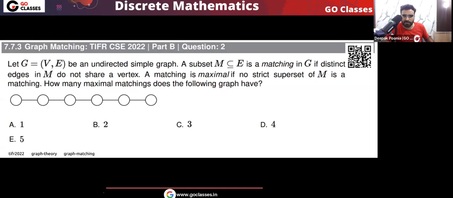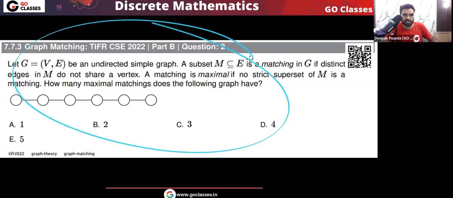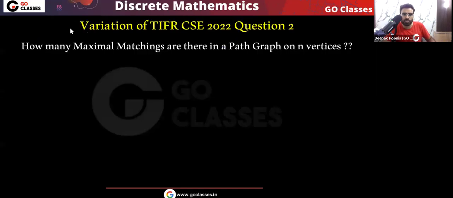That is, think recursively. So let me take a variation of this TIFR question. This is the variation of the TIFR 2022 question. How many maximal matchings are there in a path graph on n vertices? How to solve this question? I told you at the beginning of this session that to count the number of matchings, maximal matchings, or independent sets, you always think recursively. That's it. Okay, so very simple.